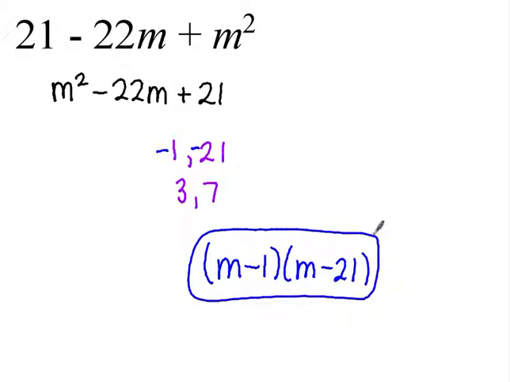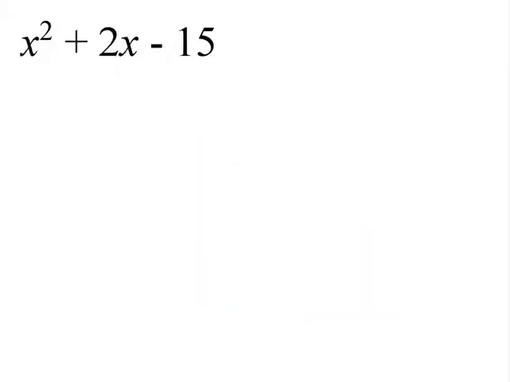Why do you not use the other one? Because those aren't 2 factors of 21 that add to 22. 3 and 7 add to 10. Okay. Now we've got a difference.